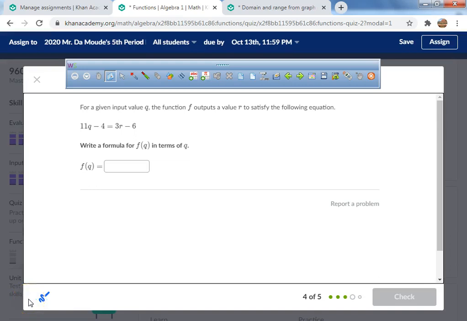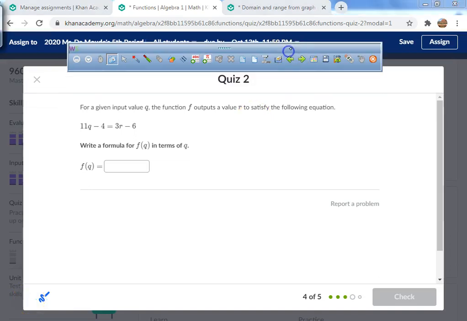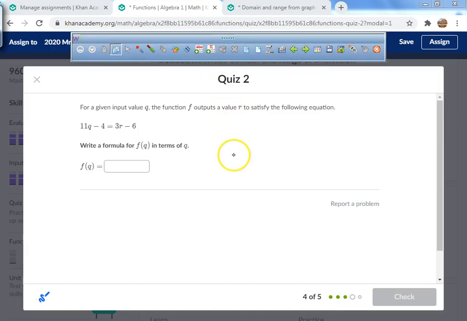All right, so it looks like I'm in the middle of a quiz here. We're dealing with Khan Academy, dealing with functions. It's like the second quiz. So I'm going to go ahead and finish out this quiz and kind of start it over again. Hopefully it'll be helpful when you're doing yours.